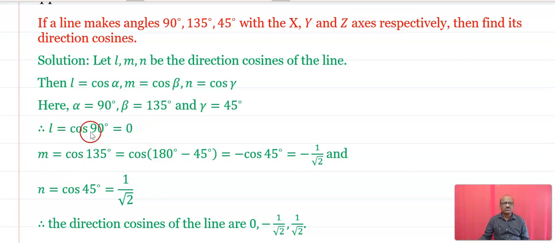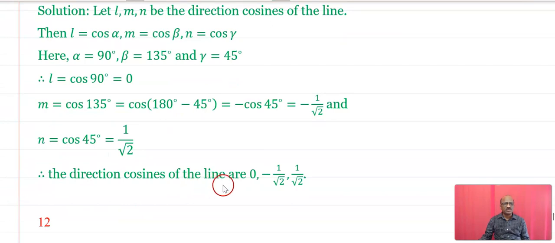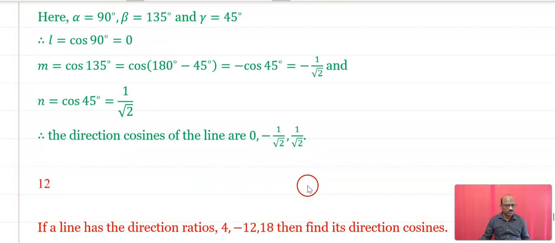What about the next? M equals cos of beta. But what is beta? Beta is 135, and this 135 can be written as cos of 180 minus 45. It is in the second quadrant, so it is minus cos of 45, and that is minus 1 by root 2. And the last, N equals cos of 45, that is 1 by root 2. And hence the direction cosines of that line are 0, minus 1 by root 2 and 1 by root 2.